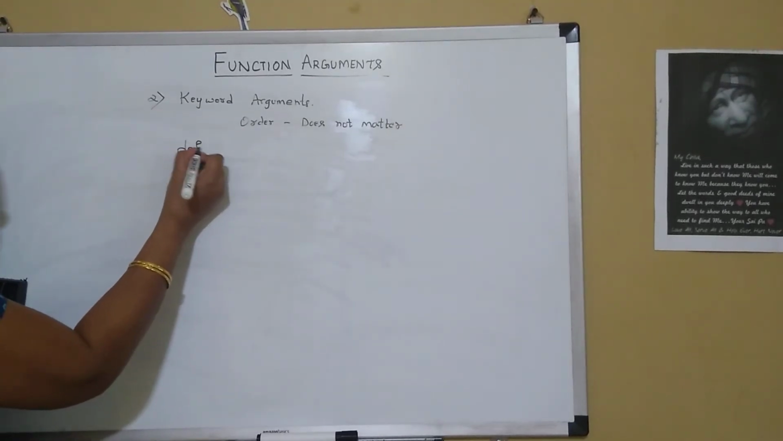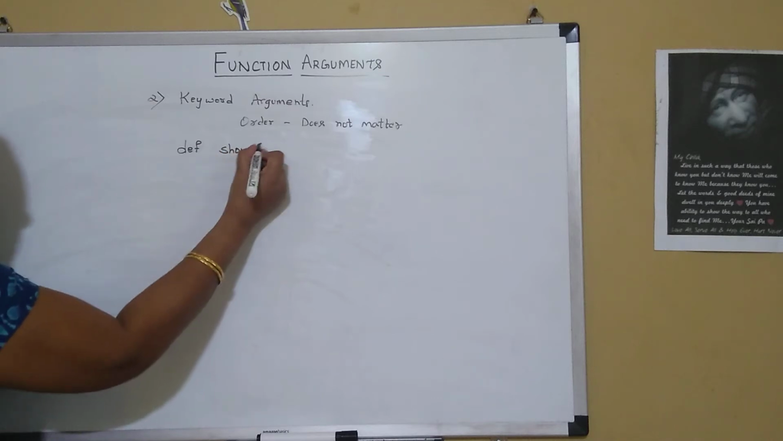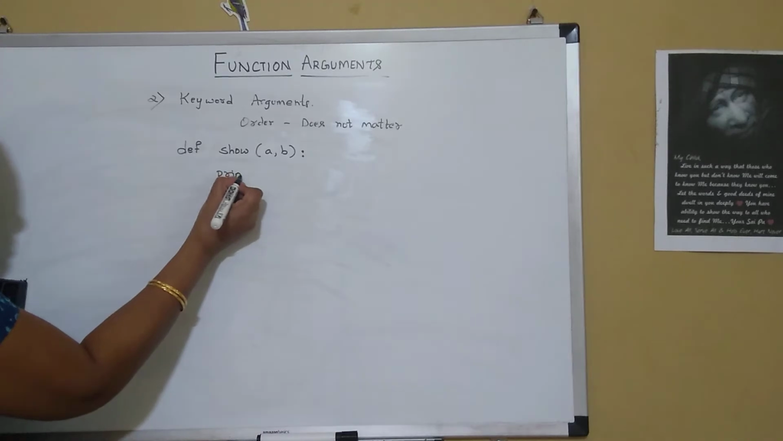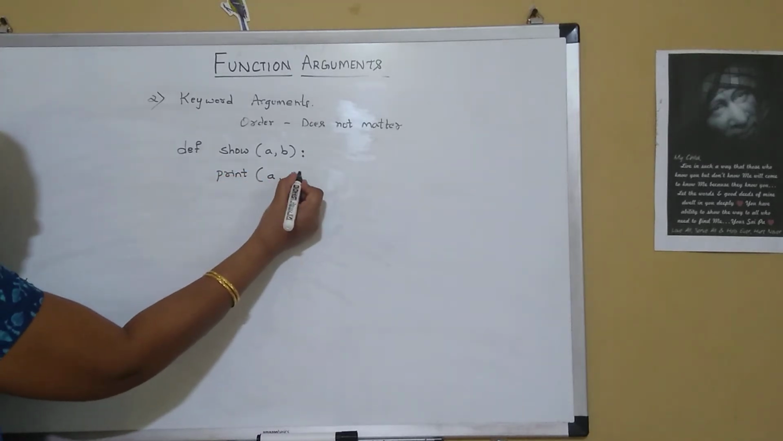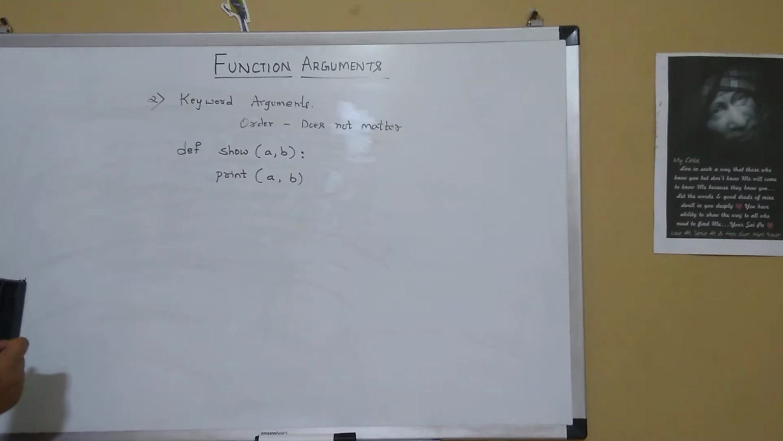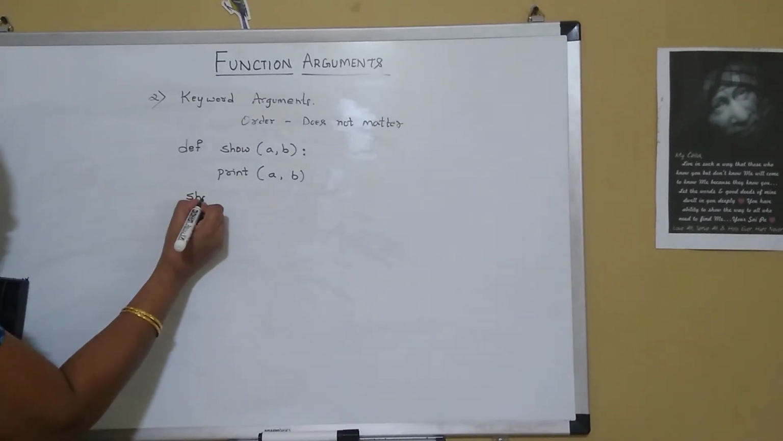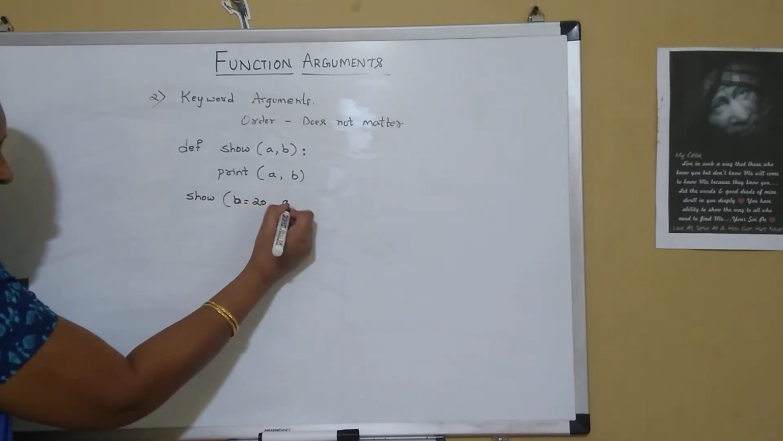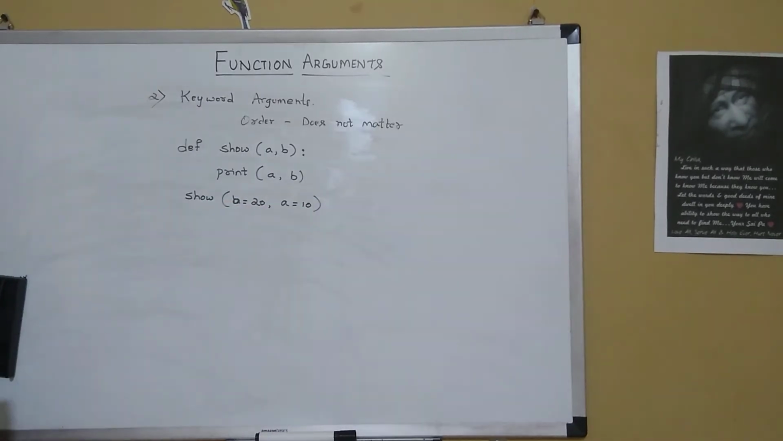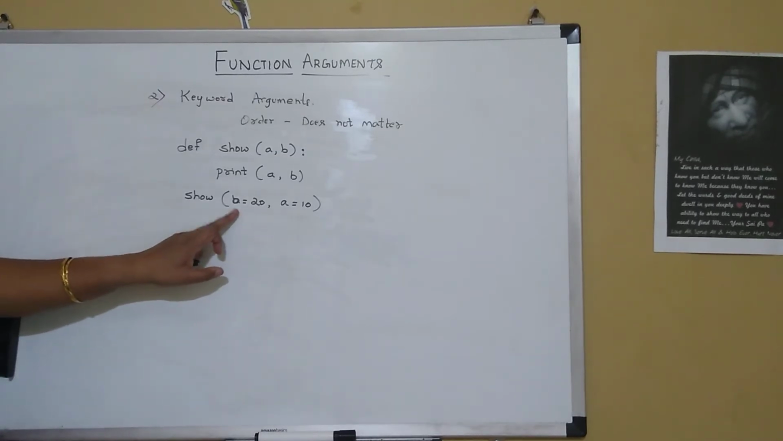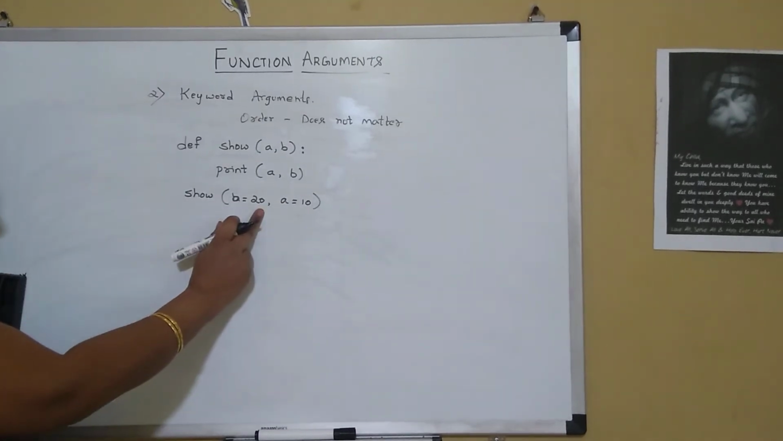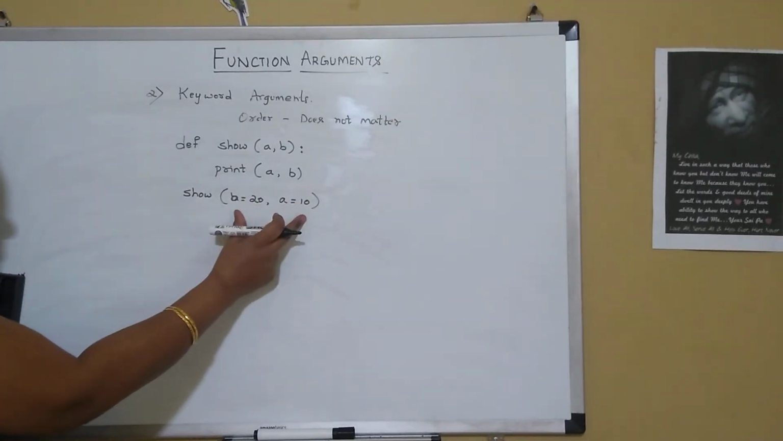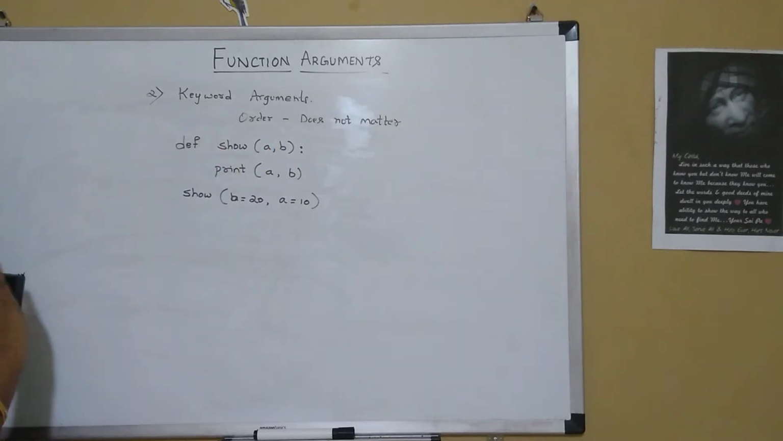So let me say def show a, b and then colon. So let me say print a, b. Now let me call the function with keyword arguments. So show b equal to 20, a equal to 10. So my function call has got keywords, that is b and a, and we are assigning 20 to b and 10 to a. So now the number of parameters in function call and function definition is the same.